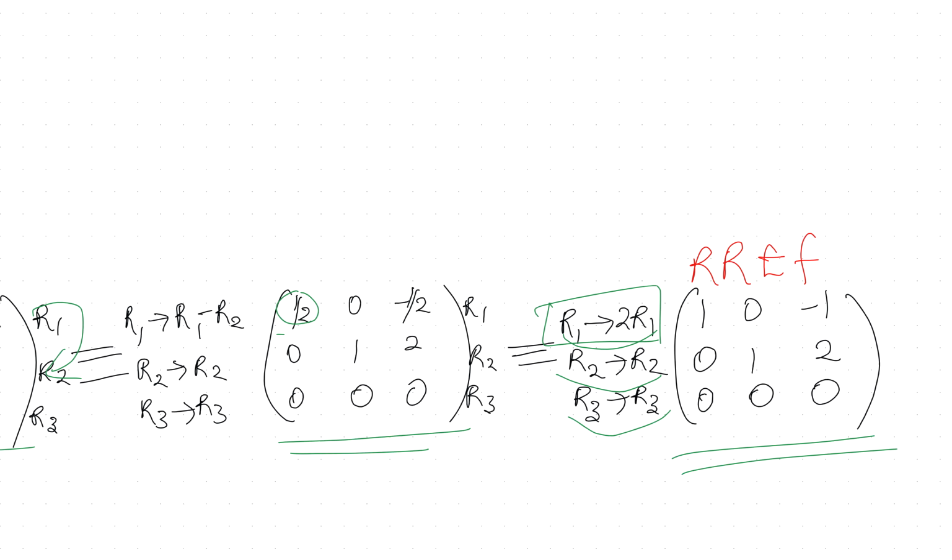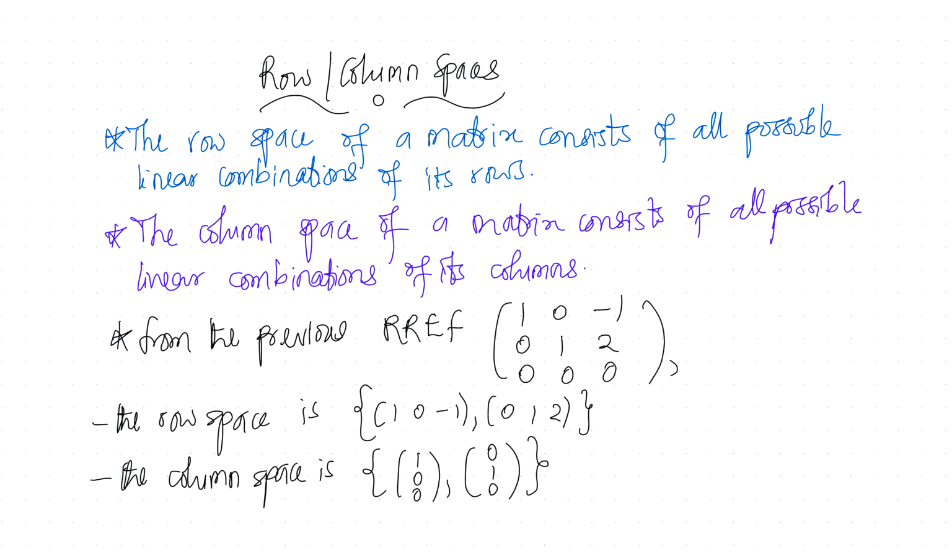So that takes us to the idea of row and column spaces. Very straightforward idea. The row space of a matrix consists of all possible linear combinations of its rows. It's a very simple idea. I'm going to explain later. Then the column space of a matrix consists of all possible linear combinations of its columns. Very simple. And what that means is this.